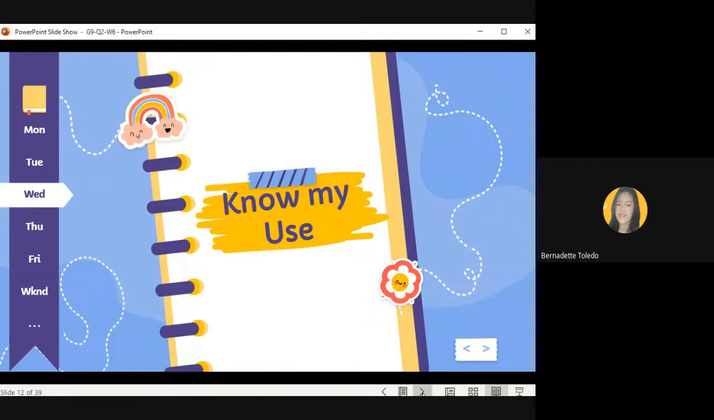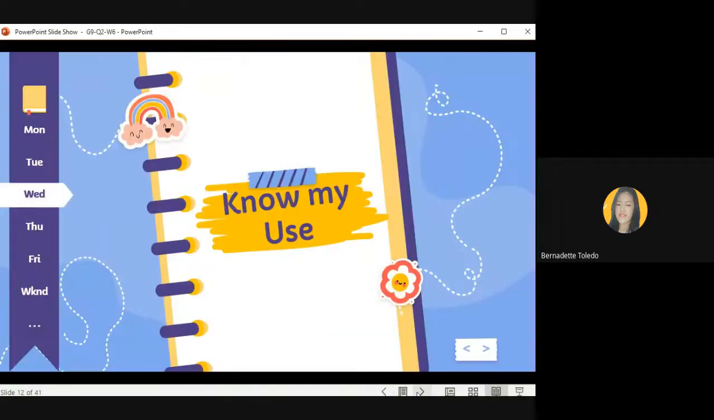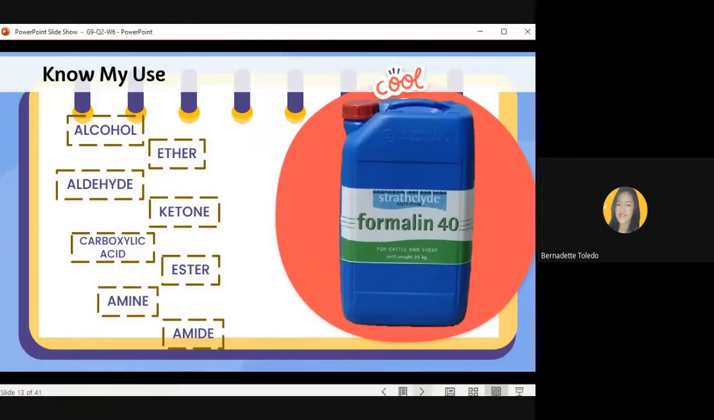Now, know my use. I have here some products. All you have to do is to identify its functional group or its compound. What type of compound do they belong to? So, first one, we have formalin. Formalin is an example of an aldehyde, as you can see here on its name, formaldehyde, or it consists of an aldehyde compound.